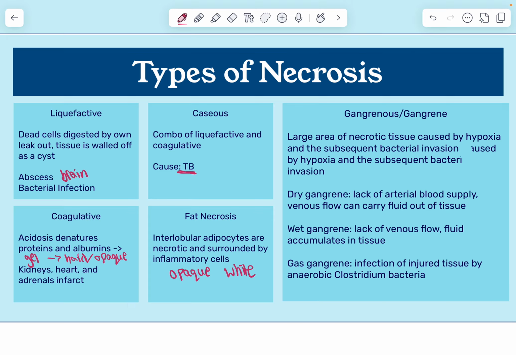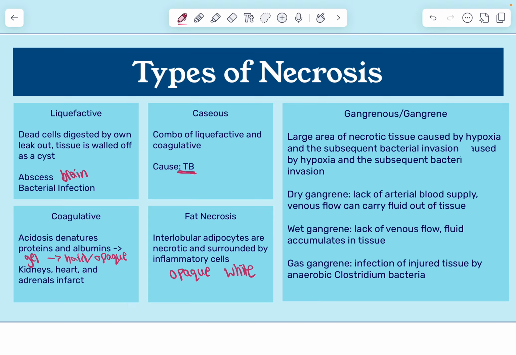The last type of necrosis is gangrene, and gangrene is a large area of necrotic tissue that is caused by hypoxia and the subsequent bacterial invasion. So dry gangrene is a lack of arterial blood supply. However, venous flow can carry fluid out of the tissue. With this type of gangrene, the tissue is going to become black or brown. It's going to dry out. It'll shrink and wrinkle, and there will be a clear line of demarcation only in the extremities.